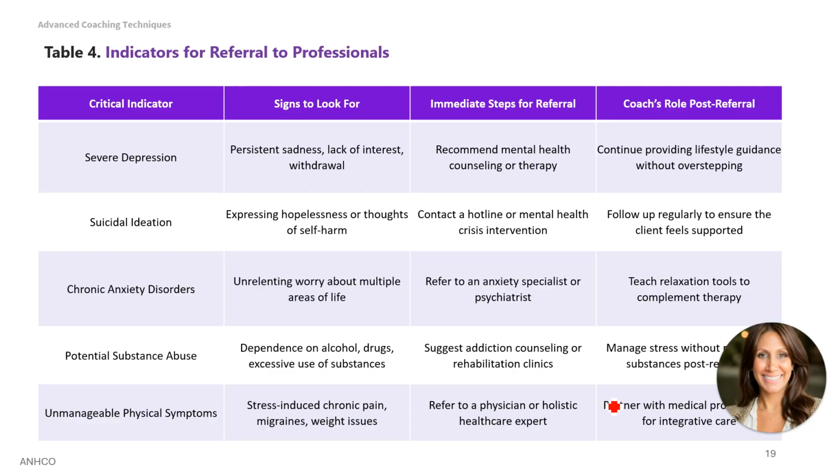Table 4, indicators for referrals to professionals. Here are the critical indicators, the sign to look for, the immediate steps for referral, and the coach's role post-referral. These are very important, so take a look at the severe depression, suicidal ideation, chronic anxiety disorders, potential substance abuse, and unexplained physical symptoms. All of these provide you signs to look for, immediate steps for referral, and the coach's role post-referral. Take a few moments to explore each so you are empowered to refer to other professionals.